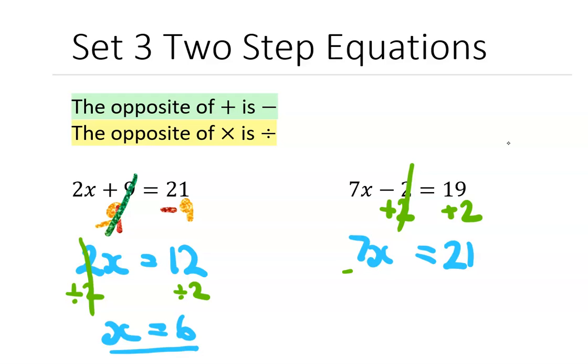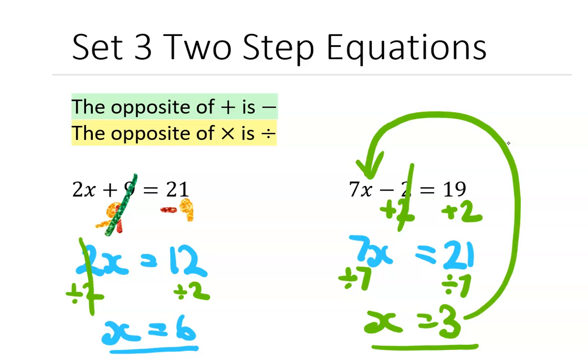Okay, 7 times x. What is the opposite of timesing by 7? Of course, it's dividing by 7. So we are going to divide by 7 and divide by 7, and that leaves me with x equals, now 21 divided by 7 is 3. So there's my answer. Again, if I put this 3 back into the original equation where the x was, that will allow me to check my answer.